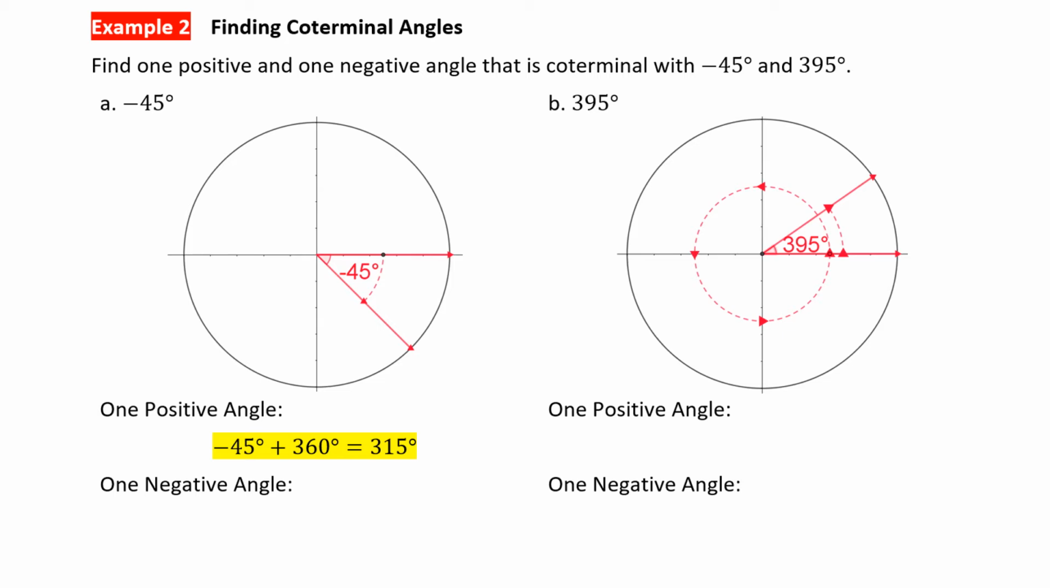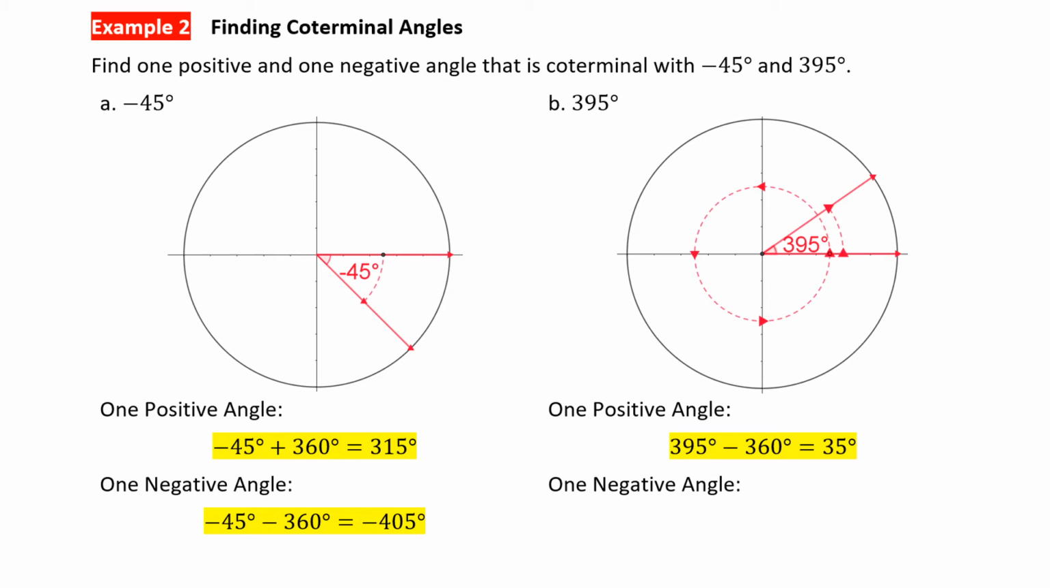We could have also added 720. We could have rotated two turns and come up. There's an infinite number of possibilities. If we want to know one negative angle that's also coterminal with negative 45, we could subtract 360 and get negative 405 degrees. For 395 degrees, you see that we've rotated around a full circle and then we've come up another 35 degrees. If we want to know what's another positive angle, we could add 360, or we could subtract 360 and come out to 35 degrees.